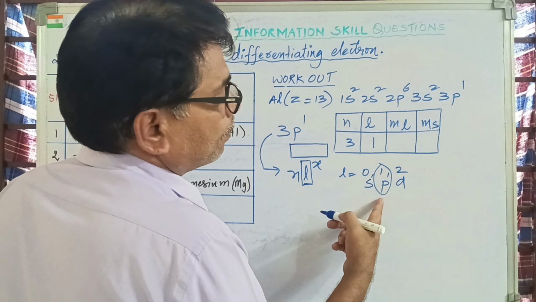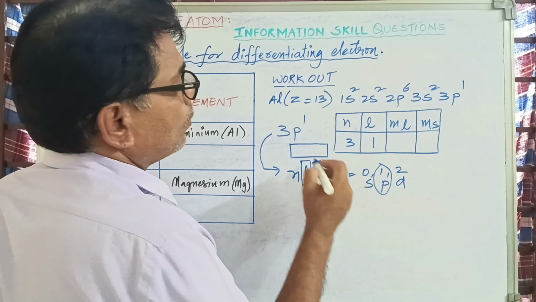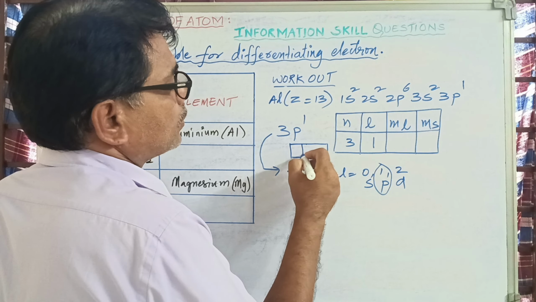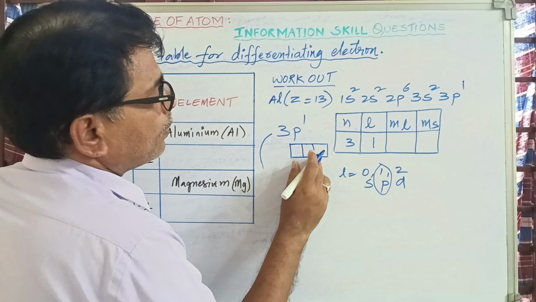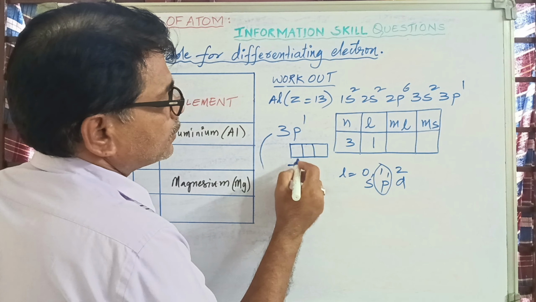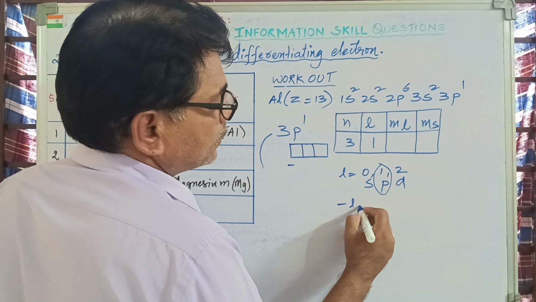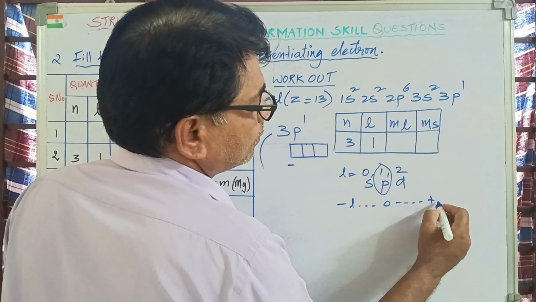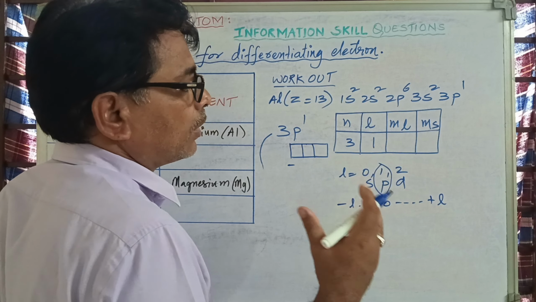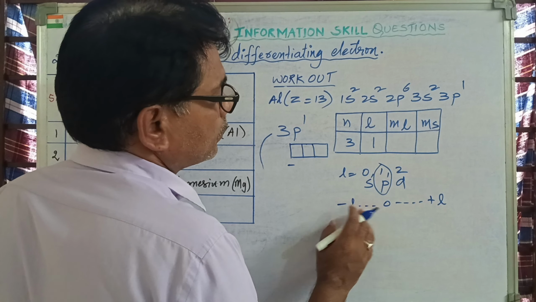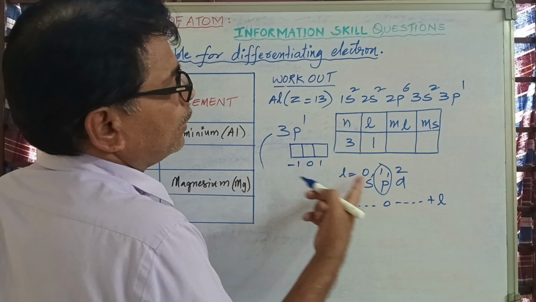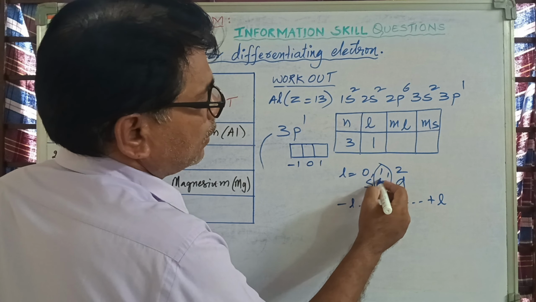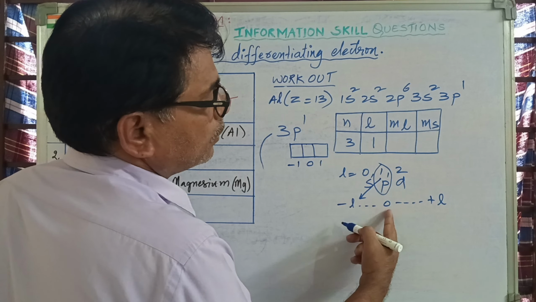Now p holds how many electrons? 6. How many boxes does it require? 3 boxes. Okay, 3 boxes are mentioned. Then what else to do? Give the magnetic orientation values. It starts from minus l, 0, up to plus l. I am recalling all that we finished in the previous videos. So minus 1, 0, 1. Why minus 1? Because your p is 1. So it starts with minus l value: minus 1, 0 and 1.